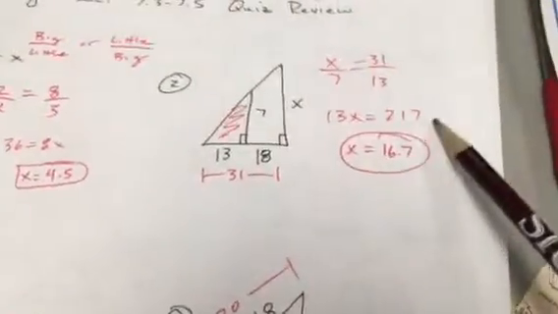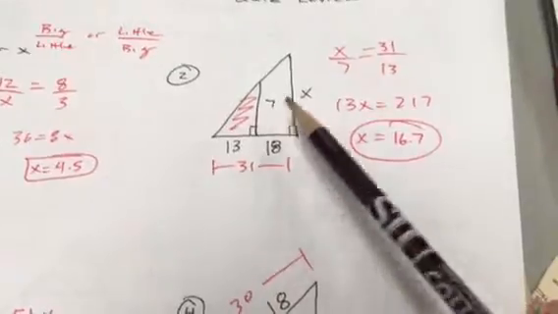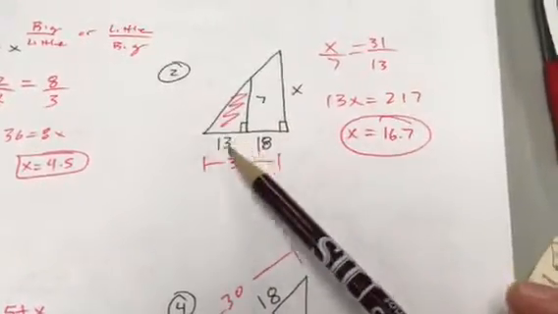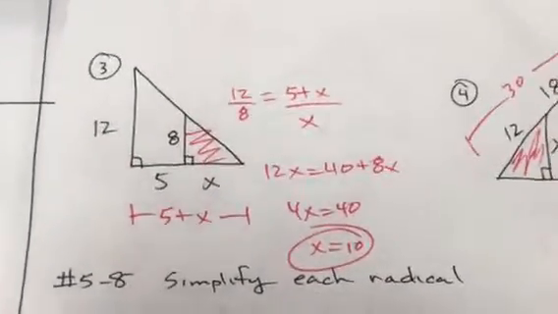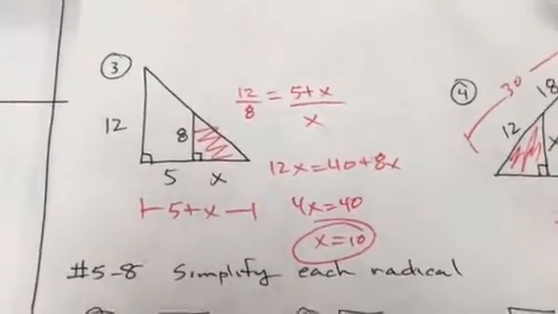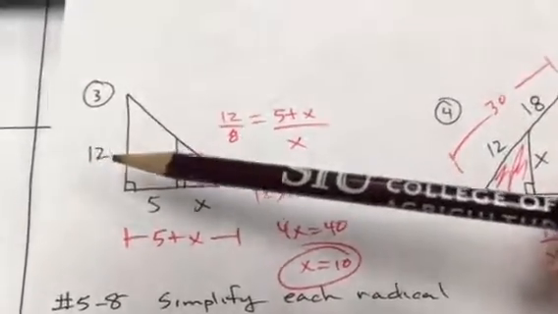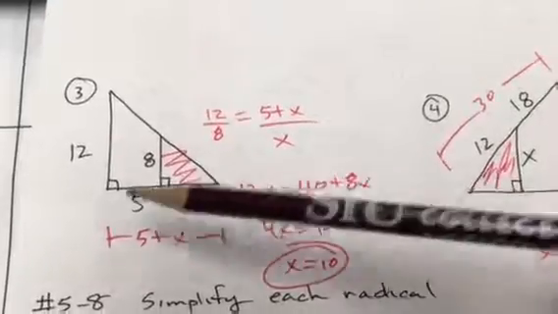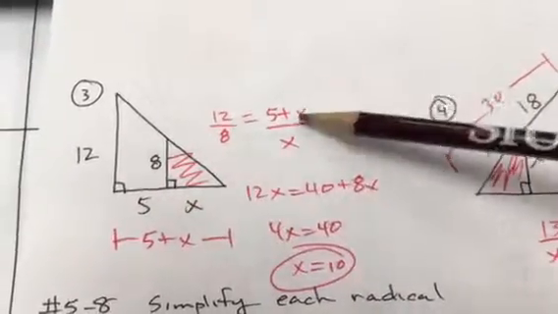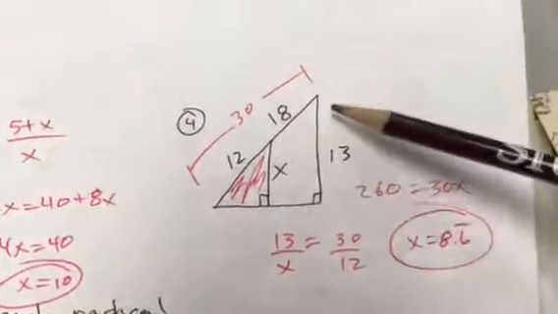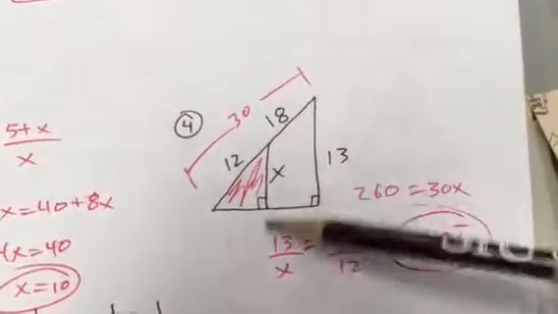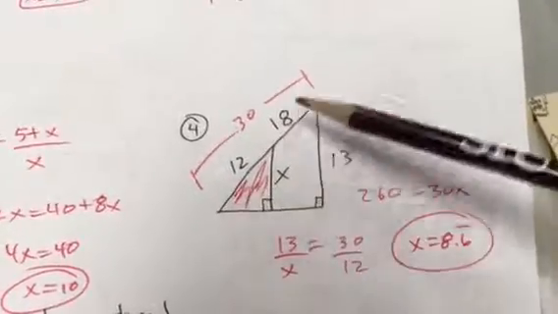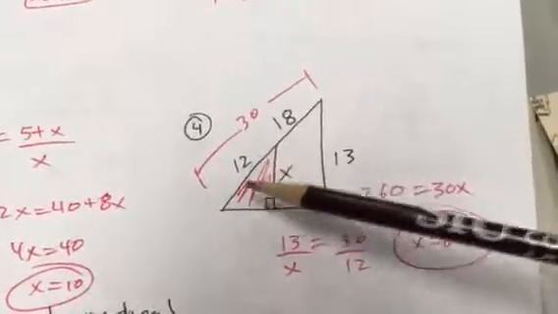We've got the same type of thing here on 2. Big height over little height equals big base 31 over little base 13. Pause this at any time, because I have to move quickly through this video. All right, 3's a little challenging. The height of the big guy is 12 over the height of the little guy, 8. The base of the big guy is 5 plus x. The base of the little guy is x. On 4, the height of the big guy is 13. The height of the little guy is x. The hypotenuse of the big guy is 30. The hypotenuse of the little guy is 12.